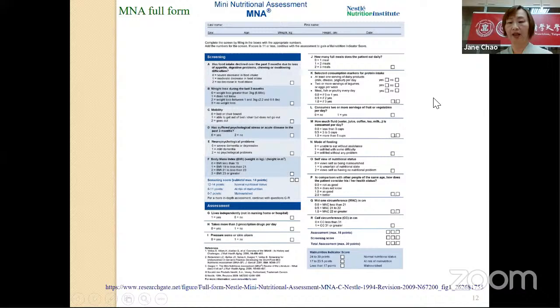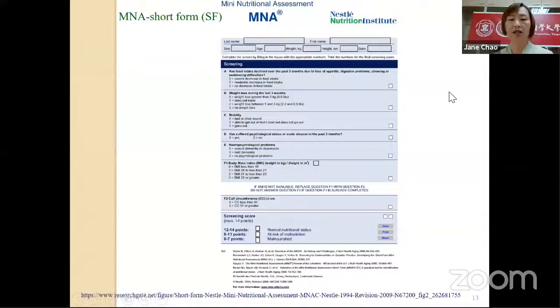Okay, so those are screening tools. I just mentioned the short form, which only has a screening part. The short form is abbreviated MNA-SF. So next time, if you see the abbreviation MNA-SF, that means it only has the screening part and doesn't have the assessment part. You can see A, B, C, D, E, F. But for F, they have question F1 and question F2.